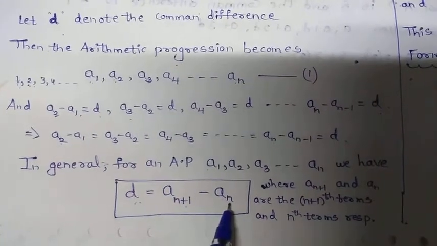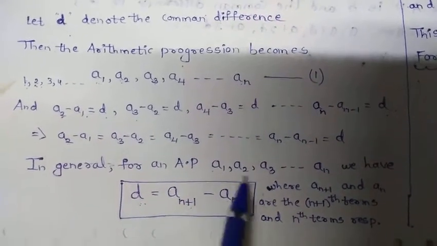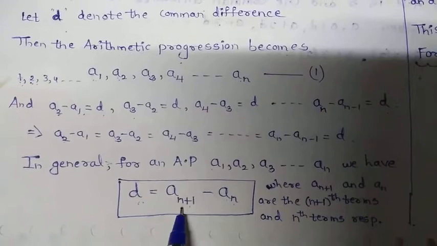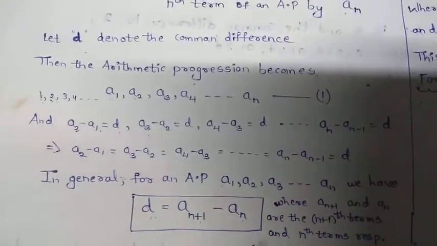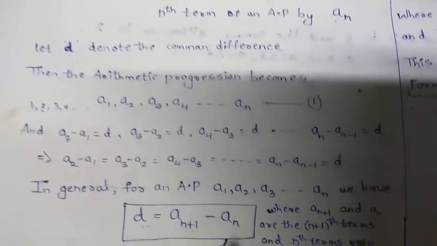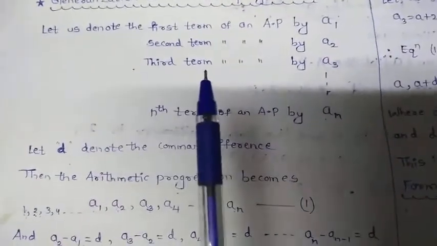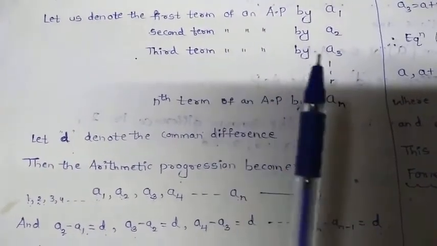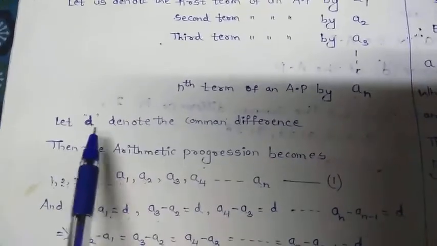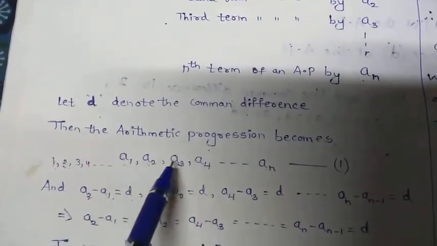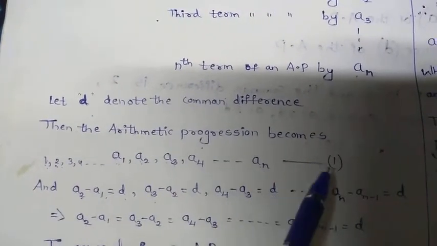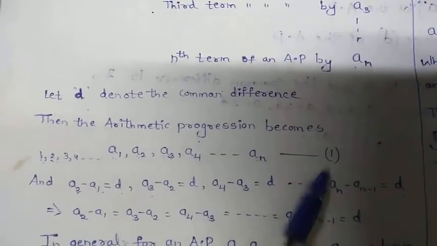and considering the nth term. So subtracting the nth term from the n plus 1th term gives us the common difference. So I hope until here it is clear. So we have just denoted the first term by a1, second term by a2, third term by a3 and the nth term by an, and let d denote the common difference. Then the arithmetic progression is given by a1, a2, a3 and so on up to an. Consider this as equation number 1.